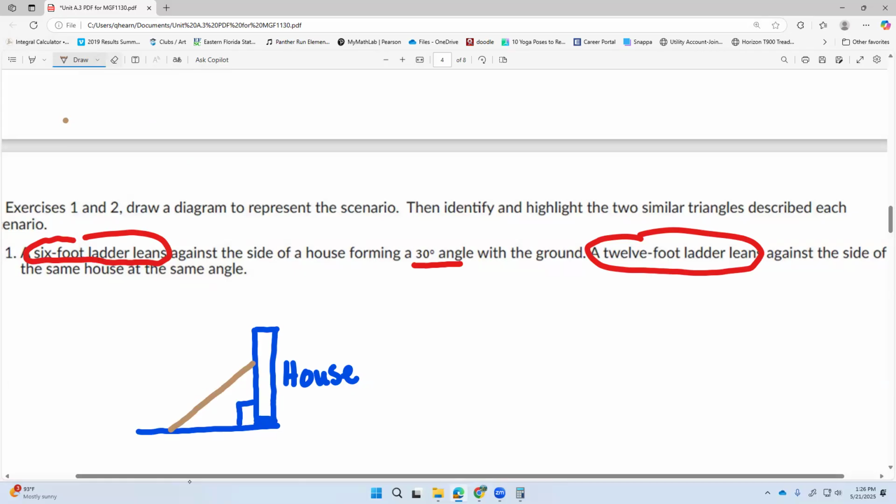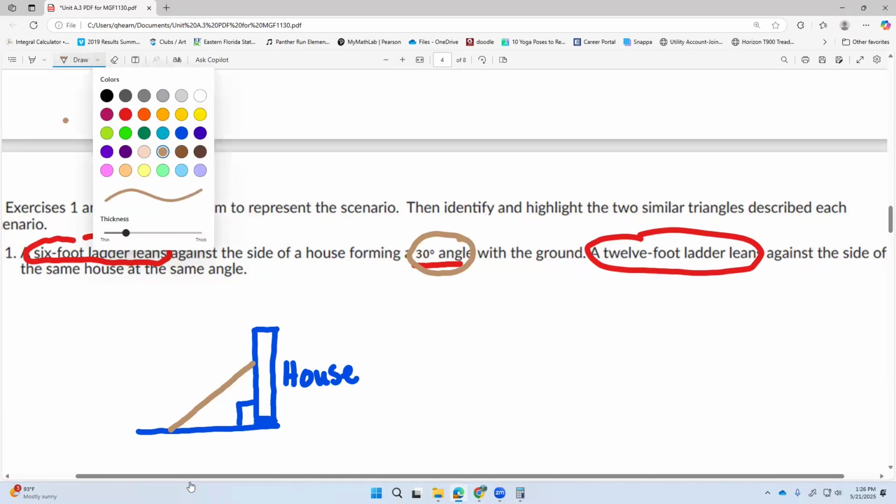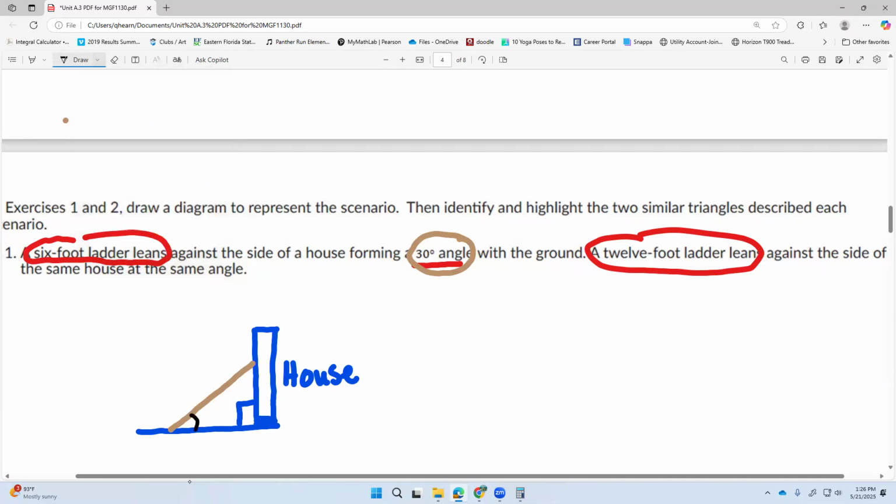Notice that I marked the right angle and I'm also going to mark the 30-degree angle. They said that it's leaning at a 30-degree angle against the house. I'm sorry, with the ground, excuse me. So that would be this angle right here. So that's 30 degrees. You should mark any measurements that they give you on your diagrams.